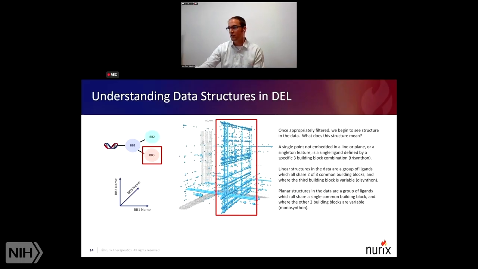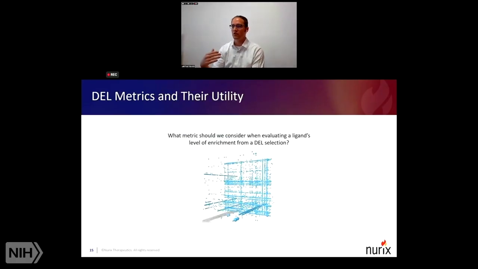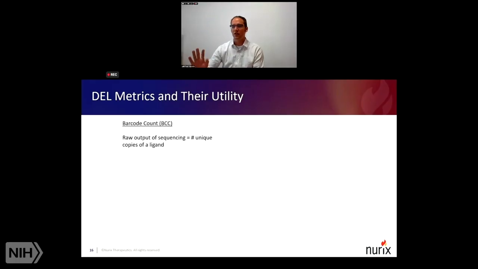So with this understanding of the data representation and what this data structure means, let's turn back to this idea of the enrichment metric, and what we should be choosing to represent the level of enrichment of these ligands from the selection output. So by far the most common, and this is coming straight from Leighton's talk when he was discussing the UMIs, and in Nurix we call these the barcode count, but this is really just the number of unique copies of a given ligand that you're observing in the enriched and sequenced output. And in just about every case, this is going to be the enrichment metric that you'll want to consider, and then you'll want to use for the rest of your analysis workflow.